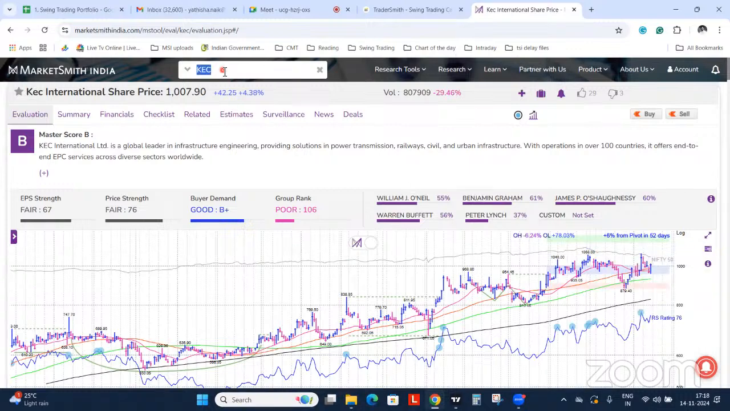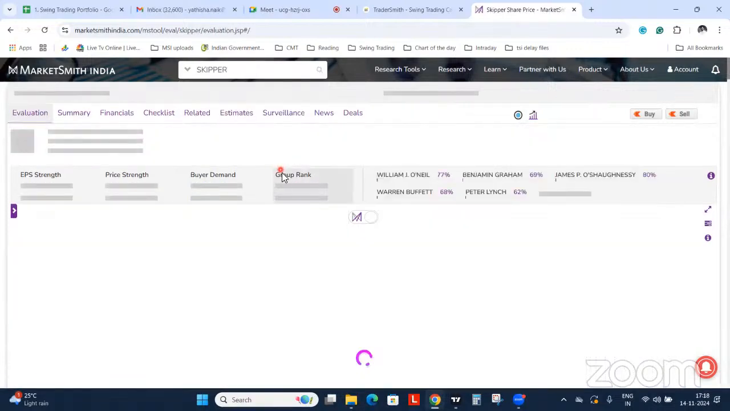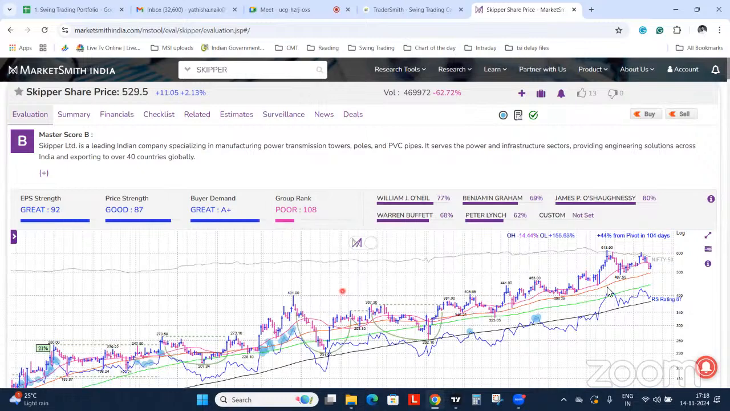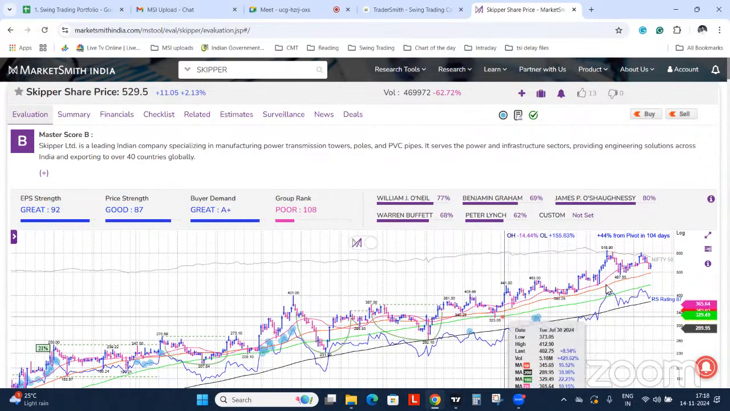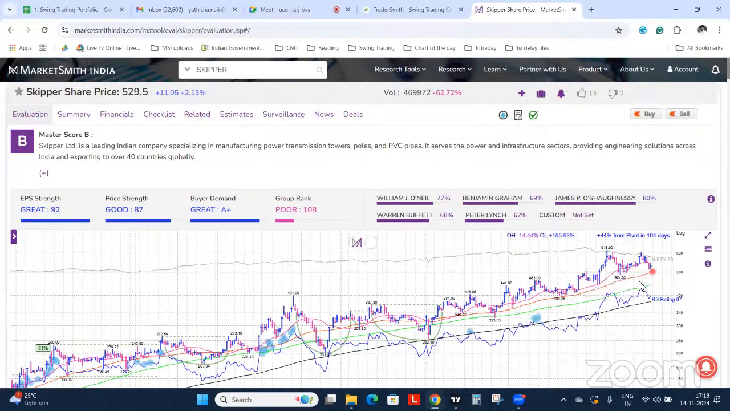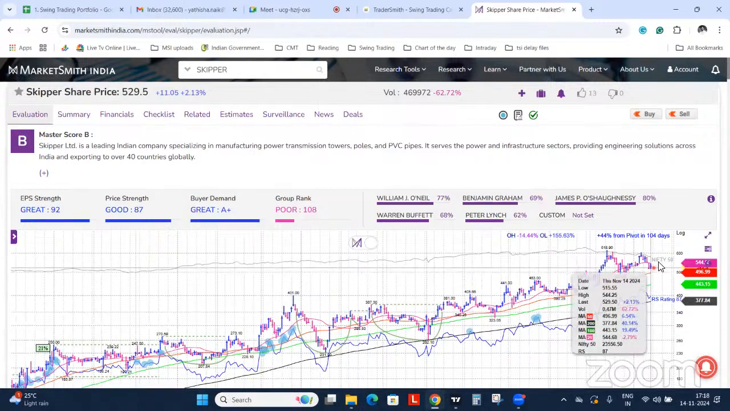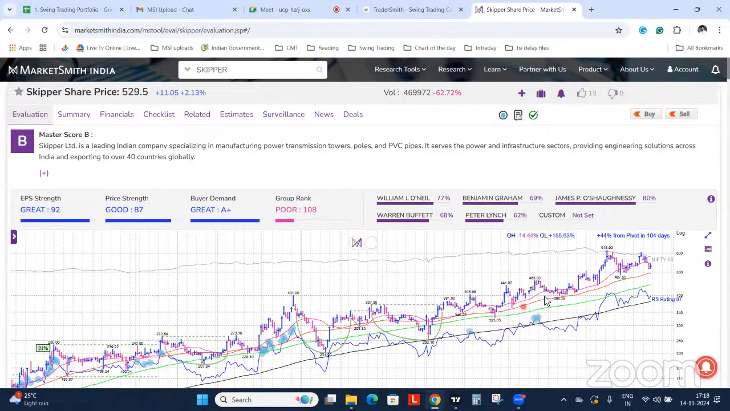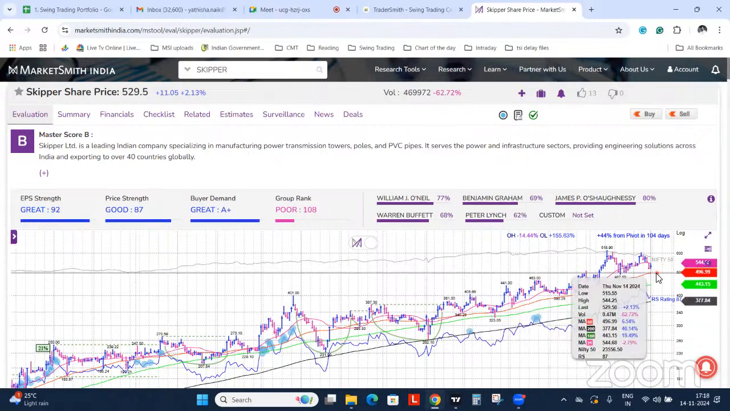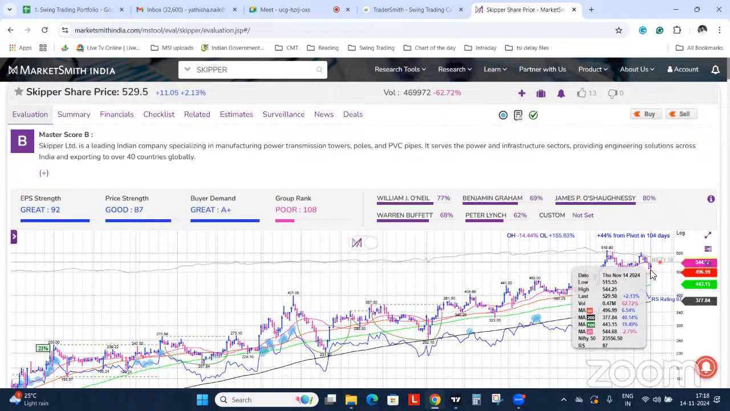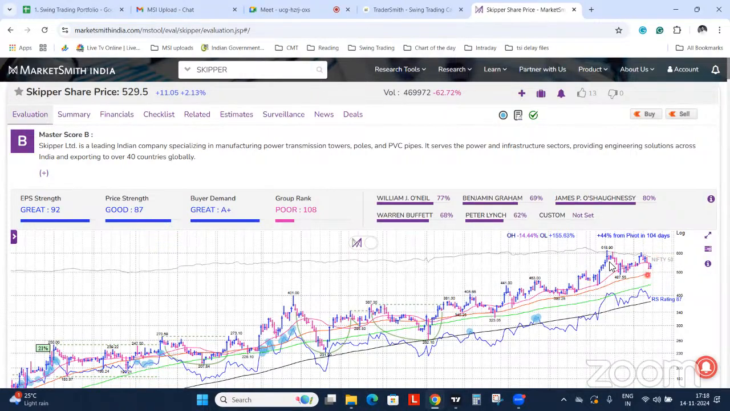Next one is Skipper. So this particular stock is holding up very well, and it's still trading above the 50 DMA. Once it closes below this 50 DMA, then we might see profit booking in this particular stock. So those already holding from the lower level can wait for a close below this 50 DMA. But a fresh entry at the current juncture can be avoided in this particular stock.